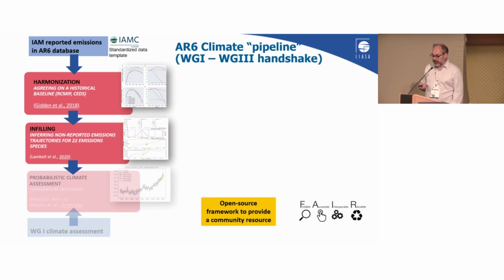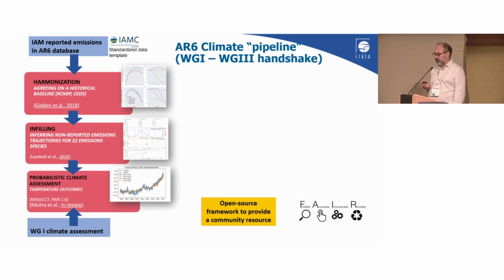And then obviously the final step, which makes the scenario database a very useful resource, is that scenarios from very different groups, with different assumptions, are made comparable with climate emulators, which are taken from Working Group One, to have a coherent and consistent reporting of the temperature changes. And this gives you consolidated information about emission scenarios, the different assumptions, the structural changes that they have, as well as the resulting temperature changes.